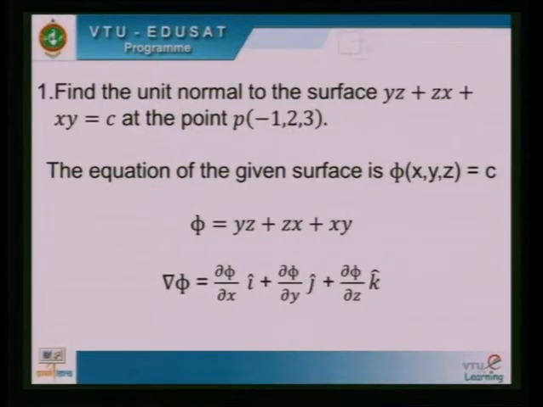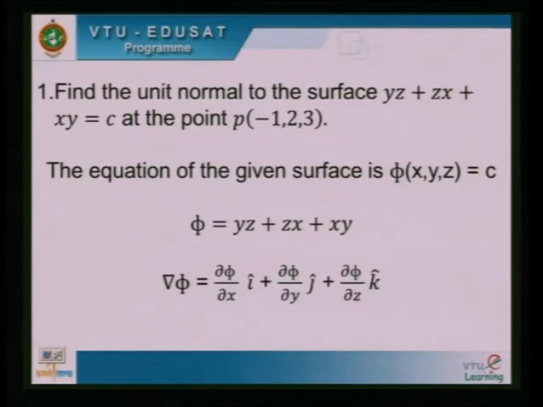Next, first problem: find a unit normal to the surface yz + zx + xy = c at the point P(-1, 2, 3). First, the given equation can be written in the form of a surface. Given surface is phi(x, y, z) = c, that is, yz + zx + xy = phi.